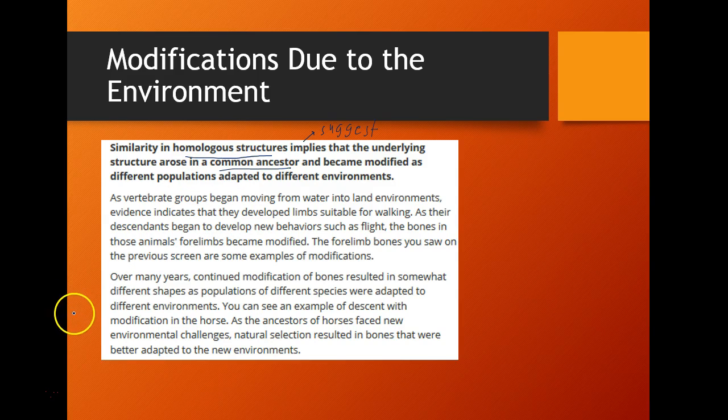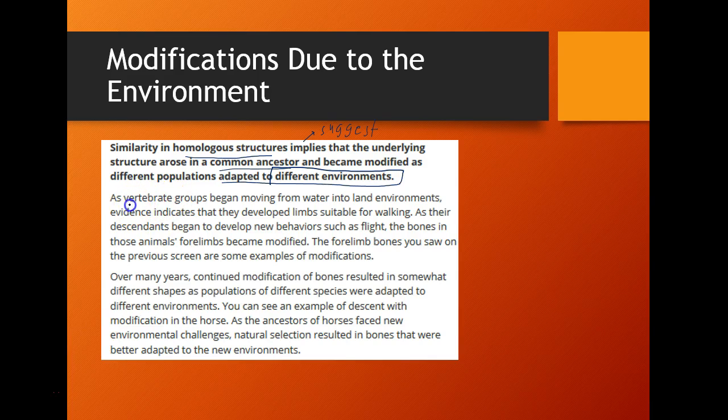The reason why all these organisms have a humerus, an ulna, the radius, etc., is because the common ancestor had all of these, and then from there they made modifications. And those modifications are based on the populations adapting to different environments. Remember, the environmental changes really determine which adaptations actually are beneficial.